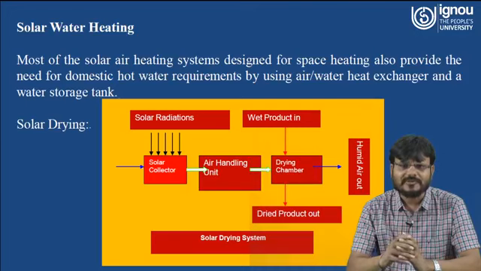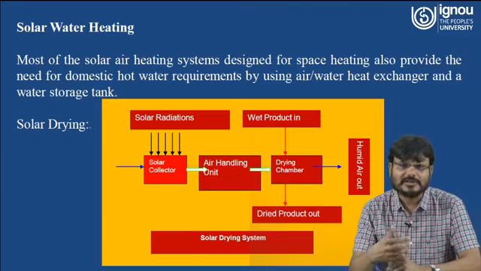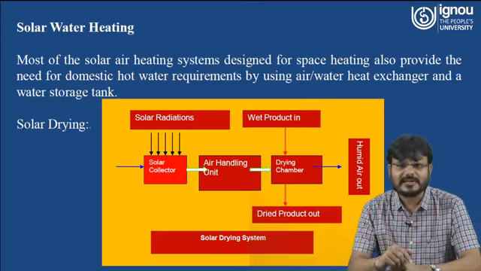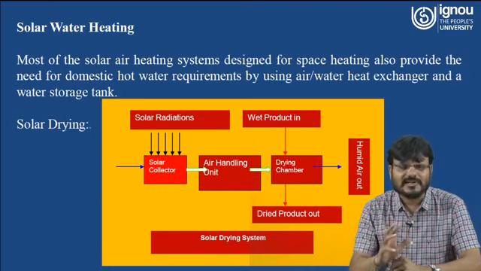Now what will happen? This hot air will come in contact with that wetted crop, and some humidity will be extracted from the crop. If you are able to extract the humidity, that means you are able to dry the crop, and you can collect the dried product output. So this is in brief how solar drying can be used. We will discuss solar drying in detail in the next lecture.